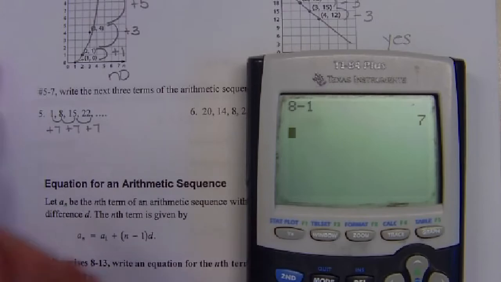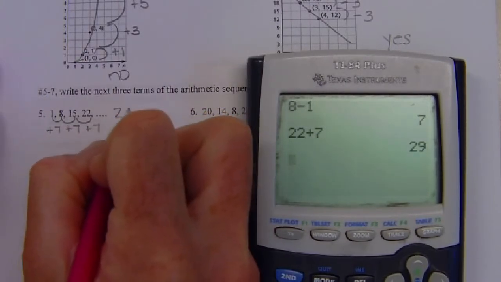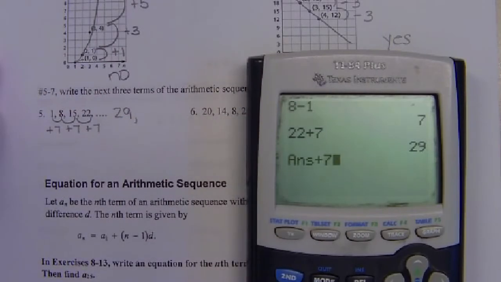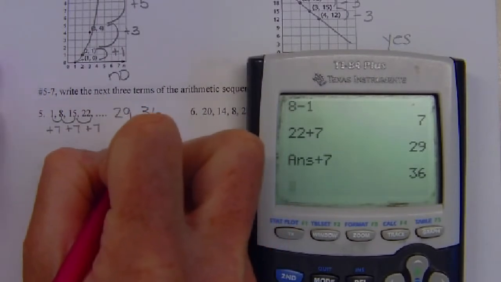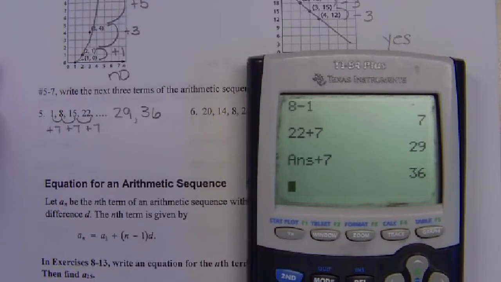So then to get the next term, you are just going to take 22 and add 7, get 29, and then you're going to add 7 to that and get 36, and those are my next 2 terms. So if you can't do some of this in your head, you can also do it on your calculator.